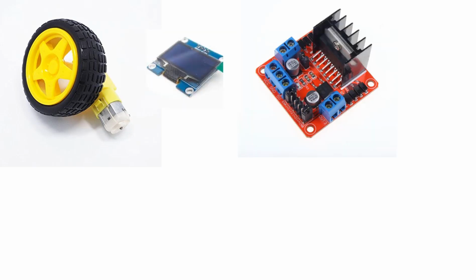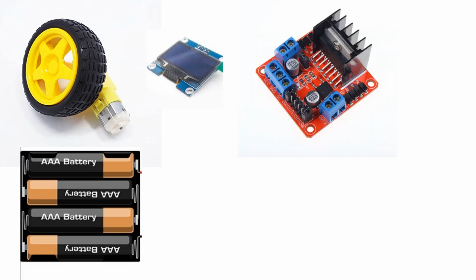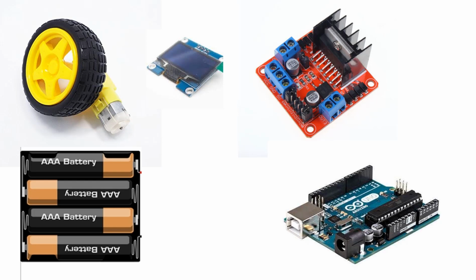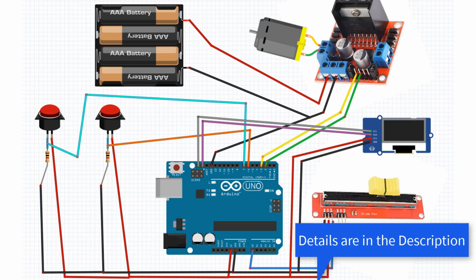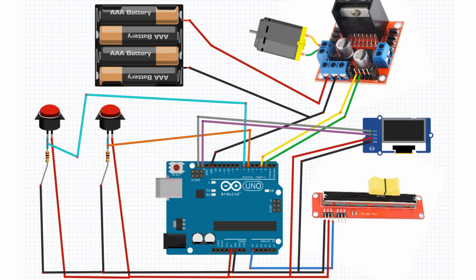For this project, you will need a DC motor, a dual H-bridge L298N motor driver, a battery for the motor, and an Arduino, and buttons, an OLED display. Wire everything according to this schematic.